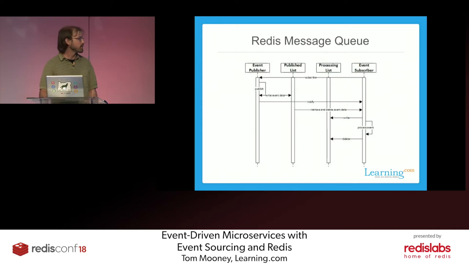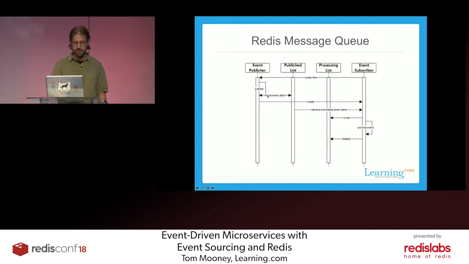So just to walk through how this works. When a service comes up and wants to subscribe to an event from another service, it'll add itself to a set of subscribers to that particular event. Now the service that's publishing that event will go and look in that set for all of the subscribers to that particular event, and it will publish to a pub-sub channel in Redis for each of those subscribers. And then from there, it's the basic reliable queue pattern.